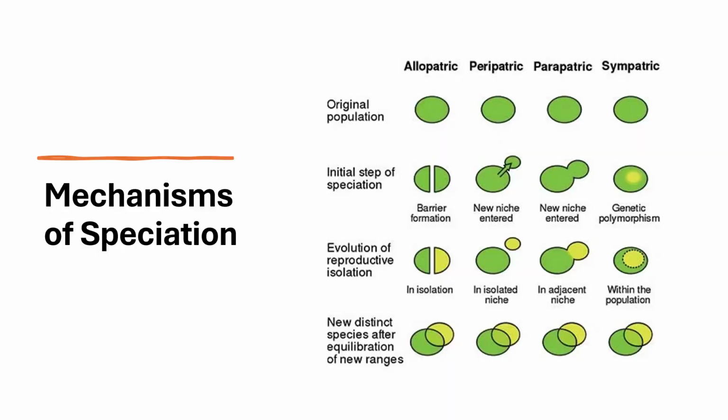We will look at the different mechanisms of how a species is formed from a population of one particular species. The different methods are allopatric, peripatric, parapatric, or sympatric speciation. So let's look at what these phenomena are.